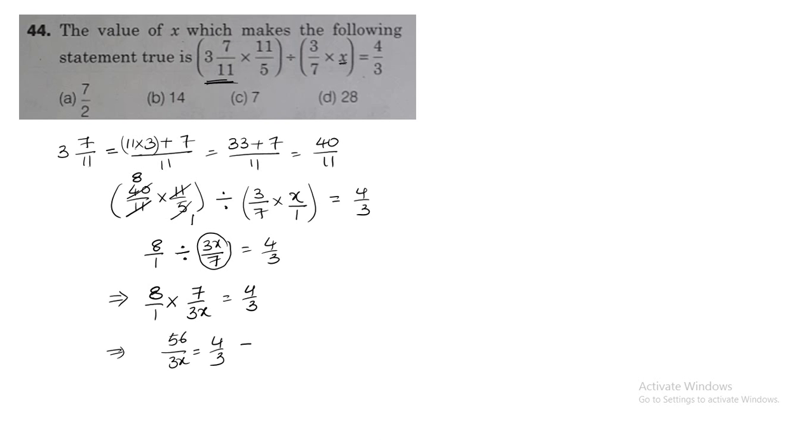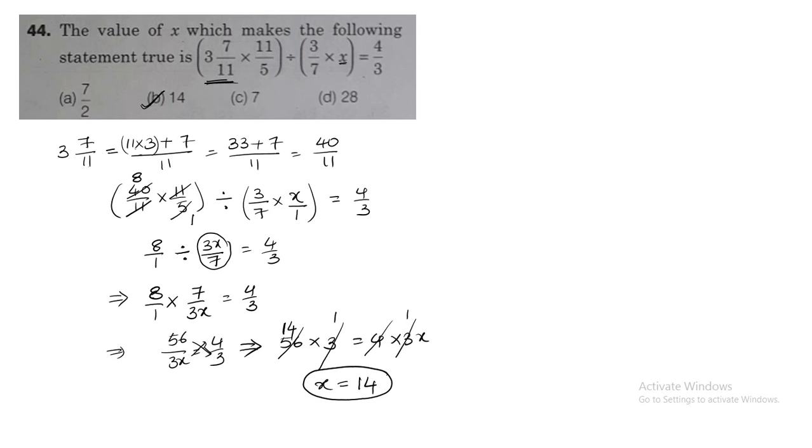Now since I need the value of x, we can cross multiply this. Then I am going to have 56 into 3 is equal to 4 into 3x. On both sides I can cancel 3, so it goes one time. Next this 4 in 56, so 4 ones are 4. Next 4 fours are 16. So clearly the x value is nothing but 14. So the answer is 14, option B.